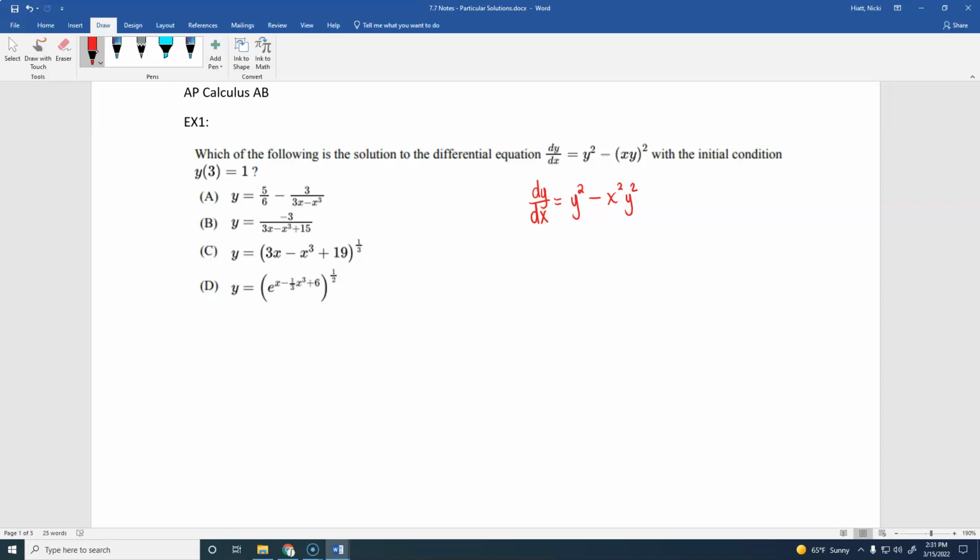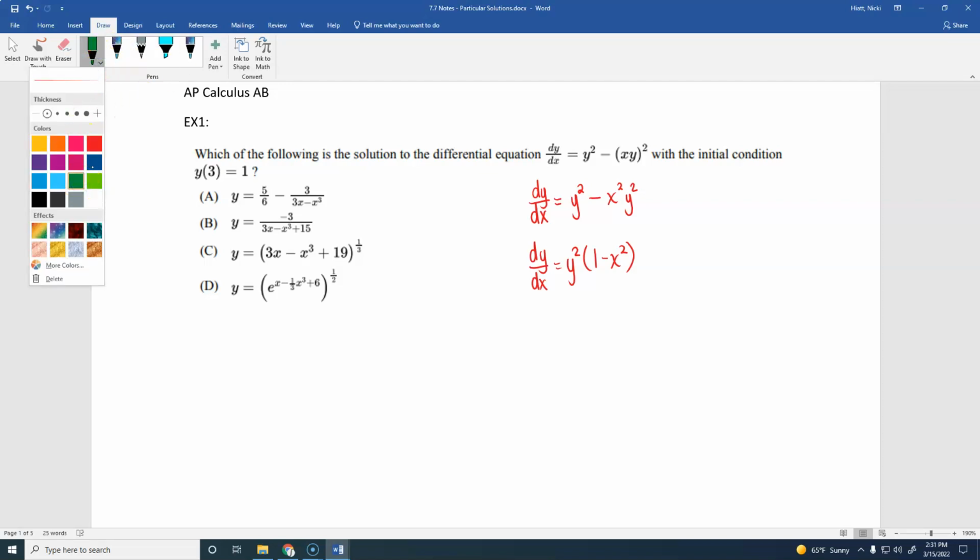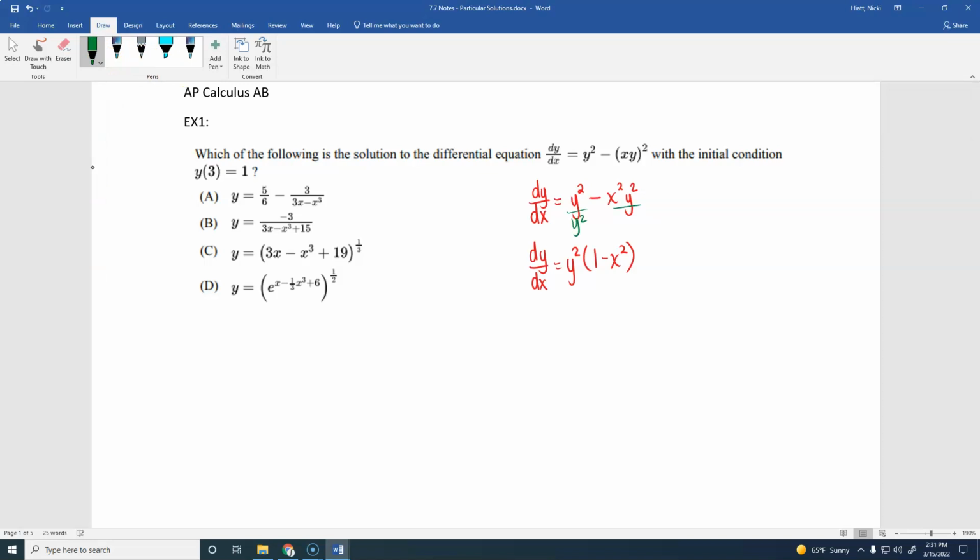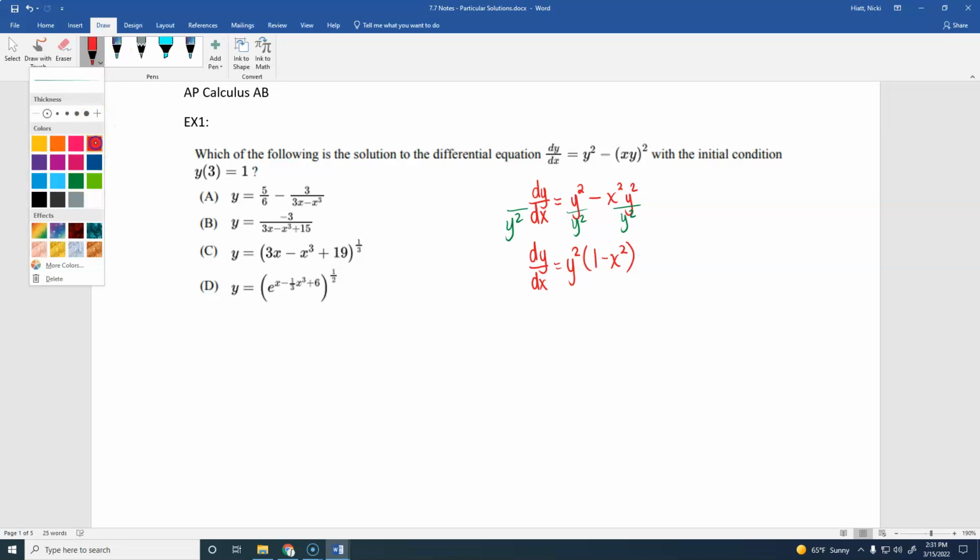The way I was thinking of doing it is what Logan said, and I was thinking of factoring out a y squared. So it looks like this. But it would be okay to divide everything by y squared also, that would work. So if you are thinking of it like this instead, where you're dividing by y squared, that's okay too. It's going to have the same result.